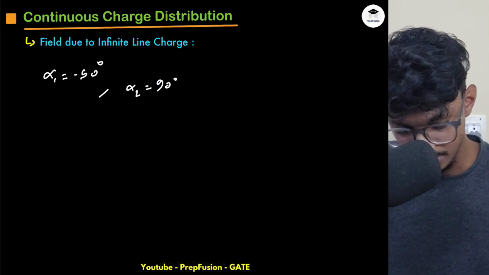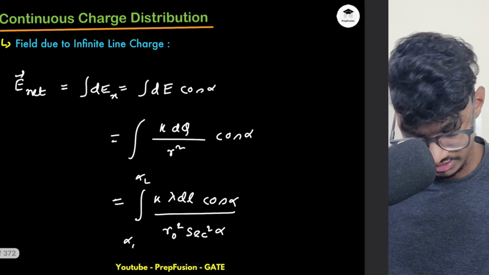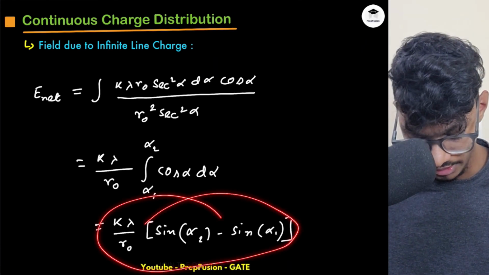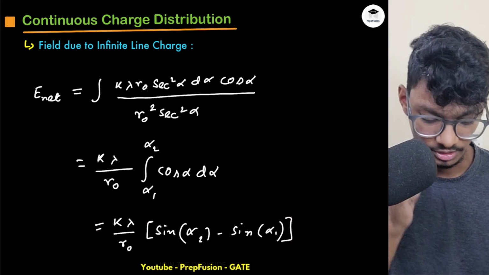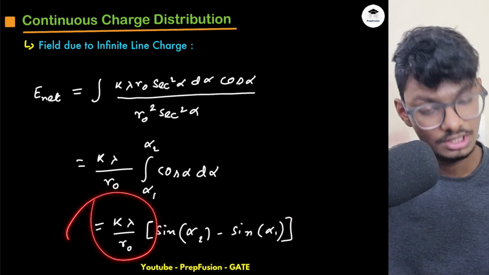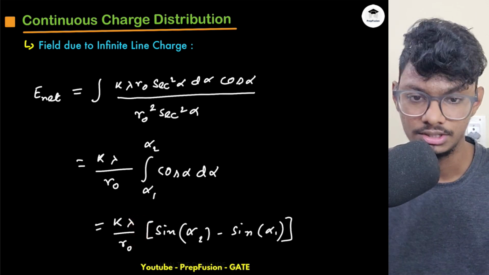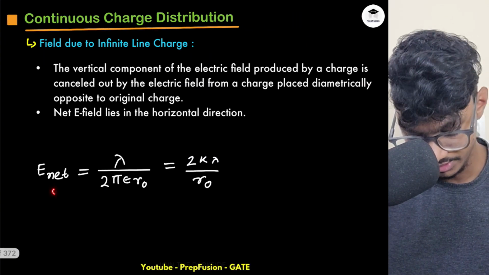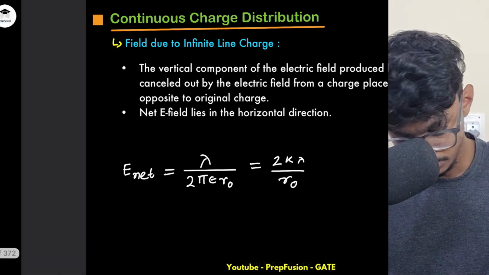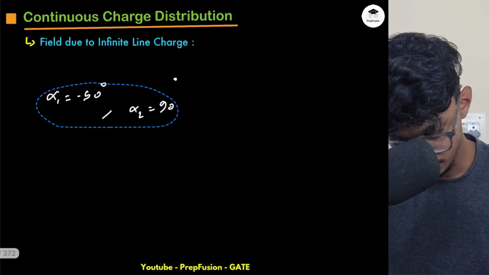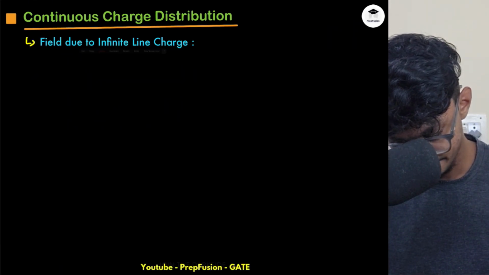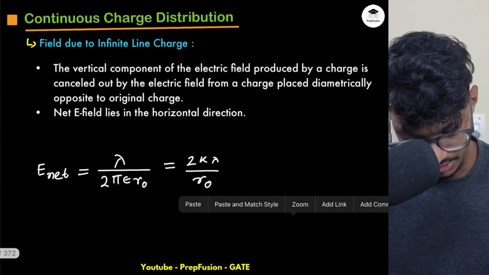So basically what will my electric field become? It will be twice of whatever is present, right? It will be 2k lambda upon R naught. If you remember, this same expression was coming in the arc length case as well, where some theta expression was there. I have already taught this. Here the same thing I have told, that my alpha 1 and alpha 2 are basically plus 90 and minus 90.